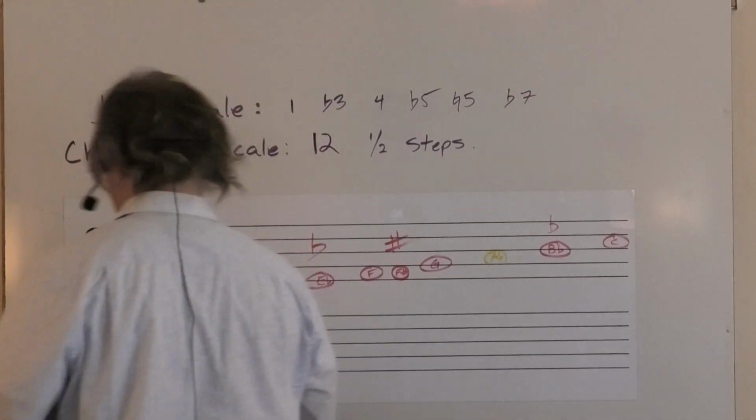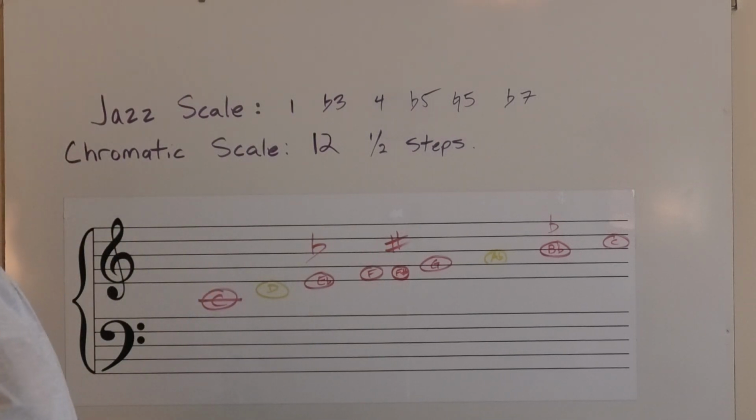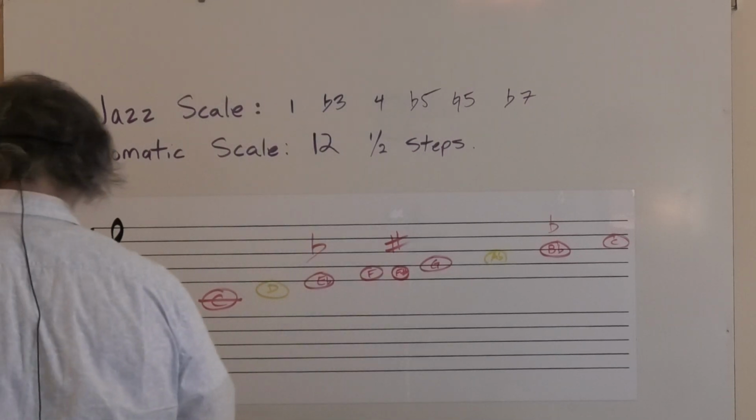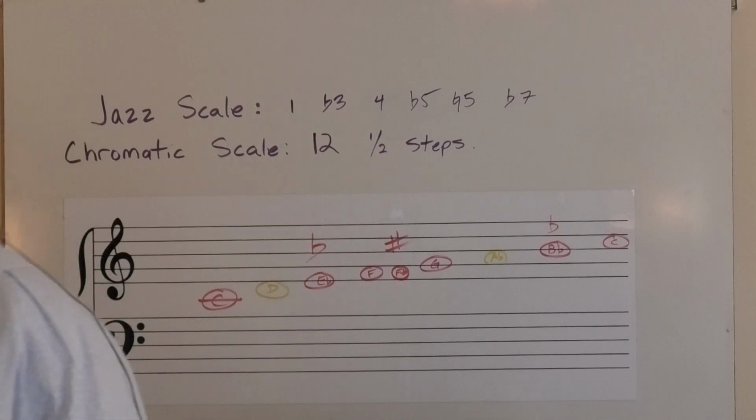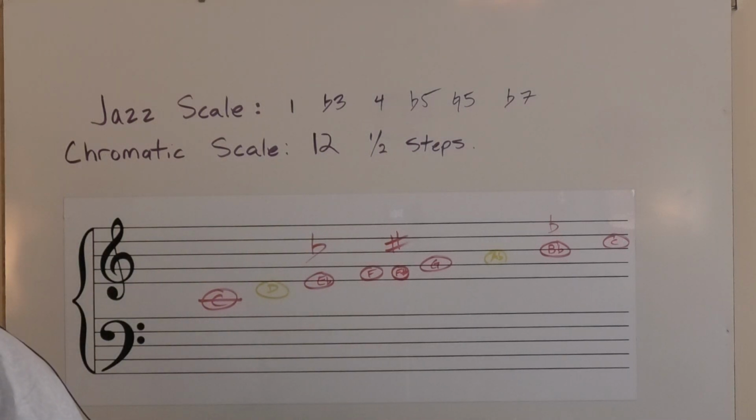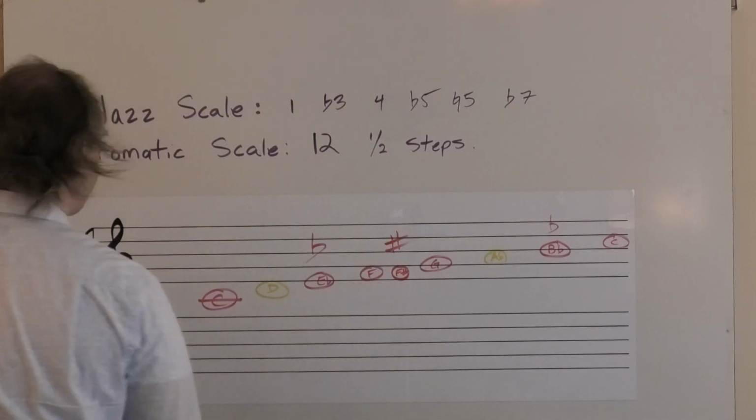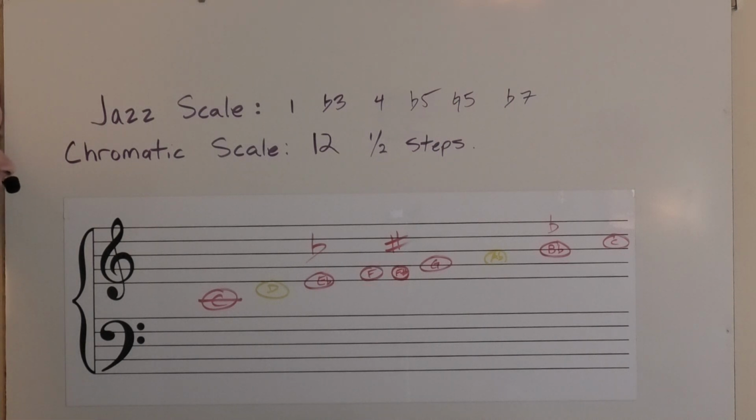12 half steps. And then you're talking Liszt, Debussy, Chopin. Those guys like to do all that stuff. So we have major, natural minor, harmonic minor, melodic minor, pentatonic, the jazz scale, and the chromatic scale. And the different flavors, sound flavors that we get from those.